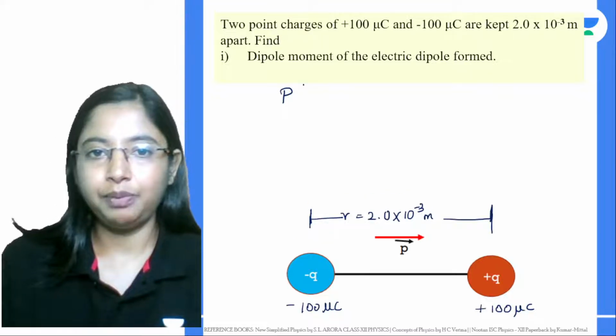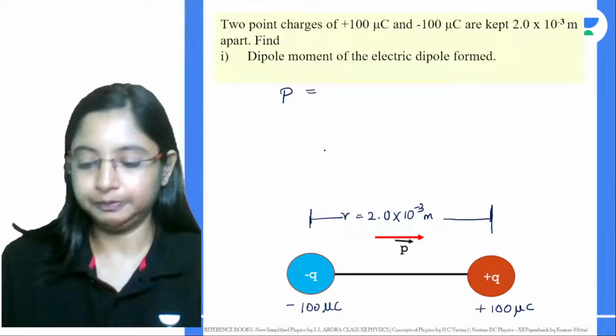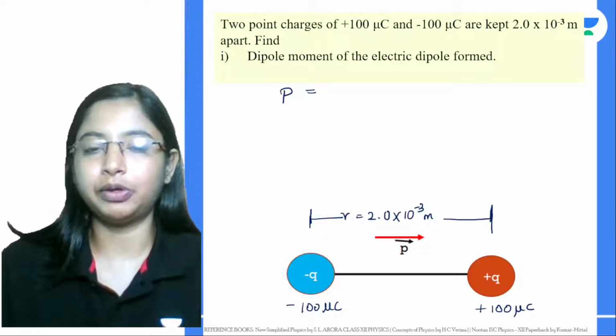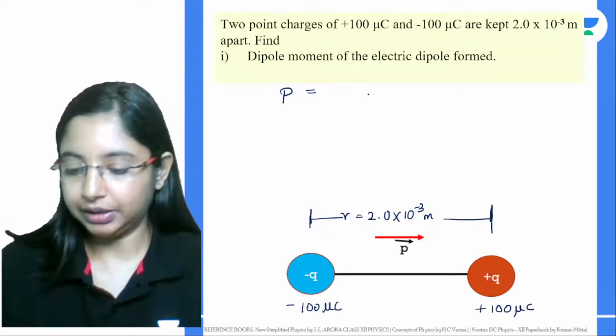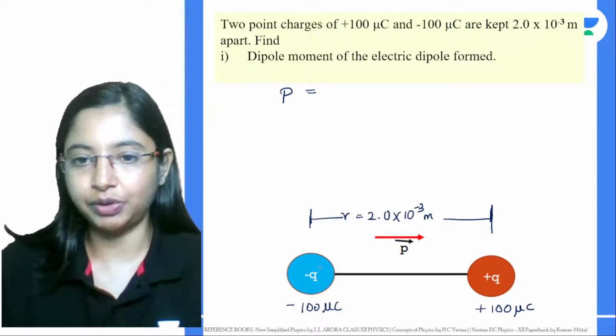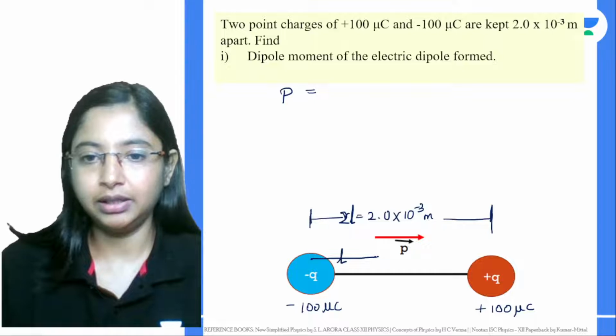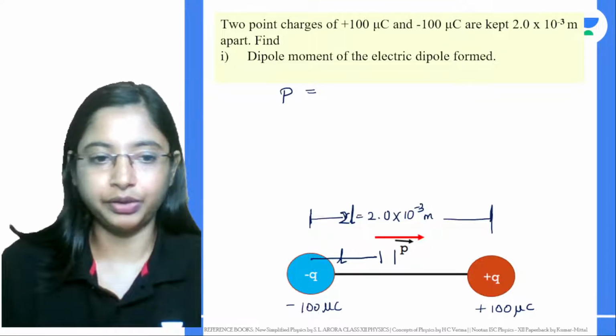So the electric dipole moment is given by the charge times the separation between them. Then this separation, let me take it as 2 into L. That is, from this point to this half point, the length is L.